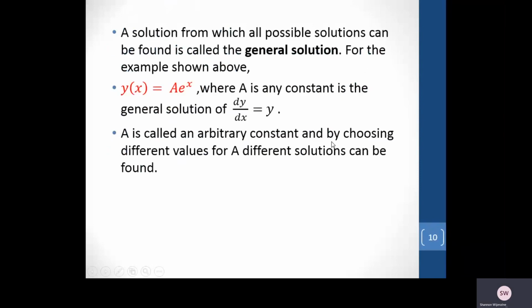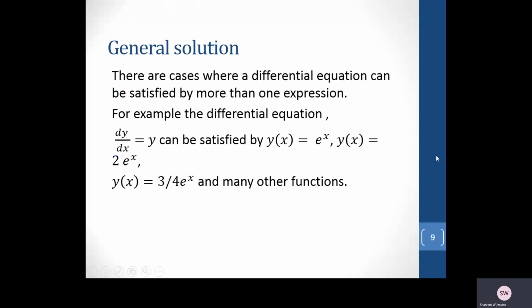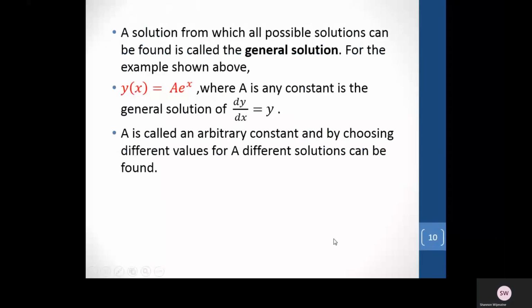Because we have a specific value here, a is equal to 1. In the second solution, y equals e^x, a is equal to 2. So we have a particular value, a specific value. If we have a specific value, it is called a particular solution.